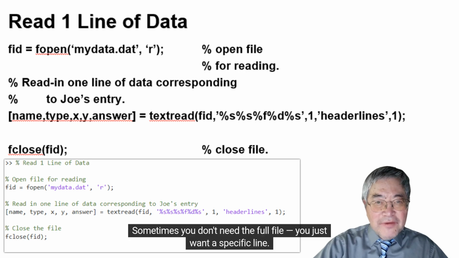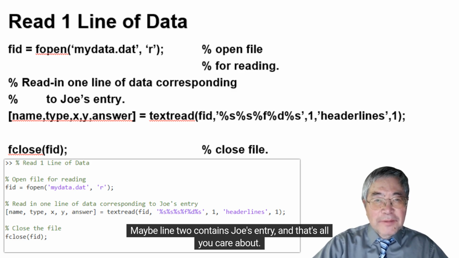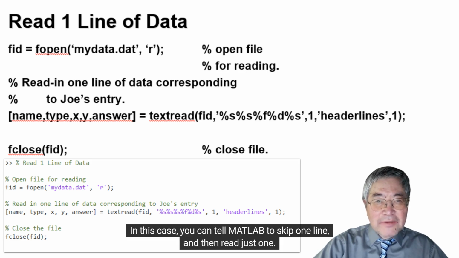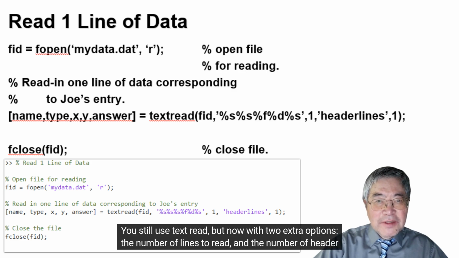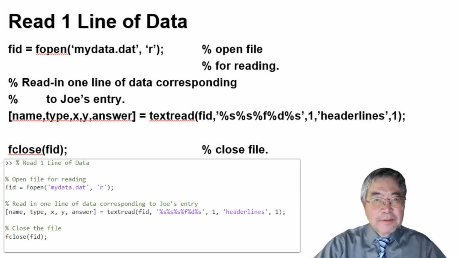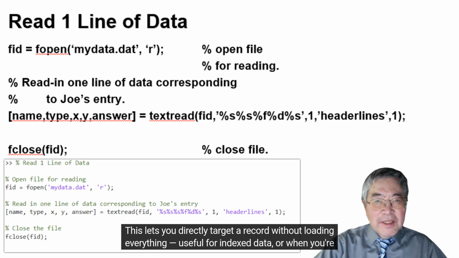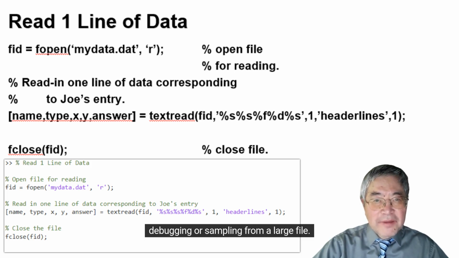Sometimes you don't need the full file, you just want a specific line. Maybe line 2 contains Joe's entry, and that's all you care about. In this case, you can tell Matlab to skip one line and then read just one. You still use textread, but now with 2 extra options, the number of lines to read and the number of header lines to skip. This lets you directly target a record without loading everything, useful for indexed data or when you're debugging or sampling from a large file.